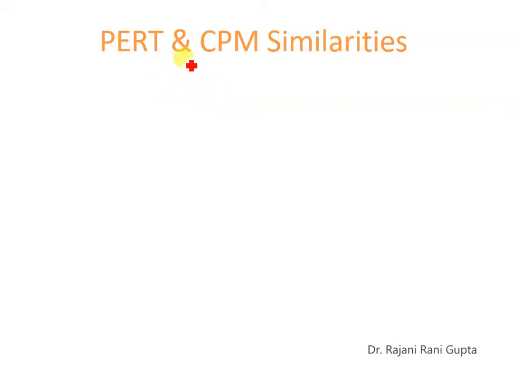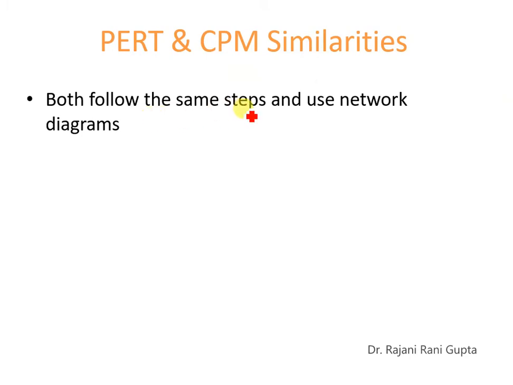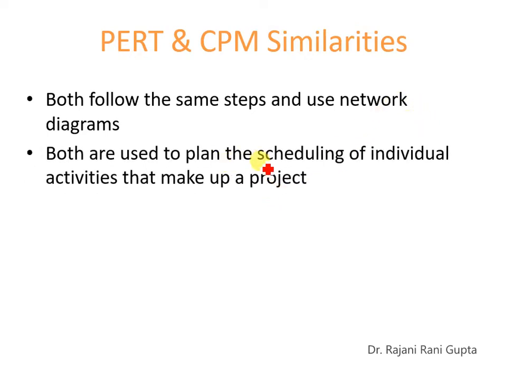Looking at the similarities between PERT and CPM, both follow the same steps and use the network diagram. In both cases we use the same network diagram and the same procedure for finding early start, early finish, late start, late finish timings, the project completion time and the critical activities. Both are used to plan the schedule of individual activities that make up the project.